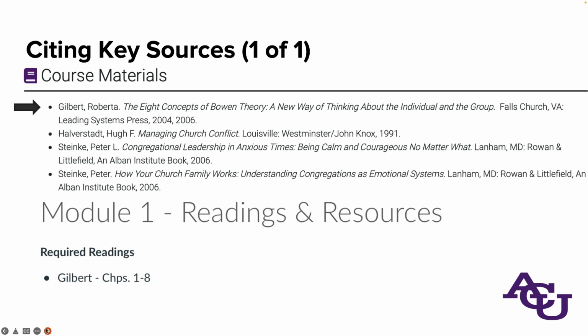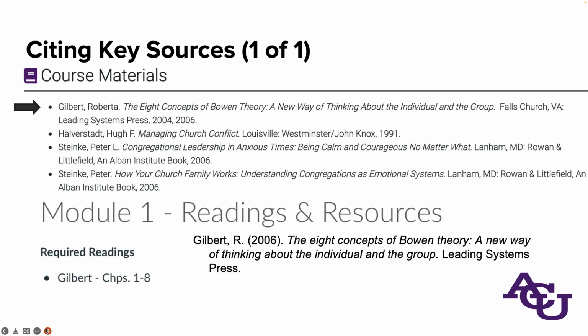So how would we cite that one? Well, we start with the reference. So we collapse the first name into initial. So Gilbert, comma, R period. Publication year, we go with the newest one for our purposes here, 2006. Then we have the title.